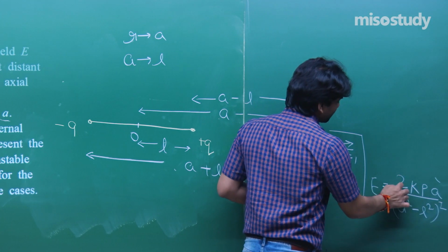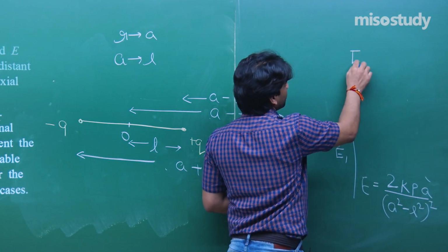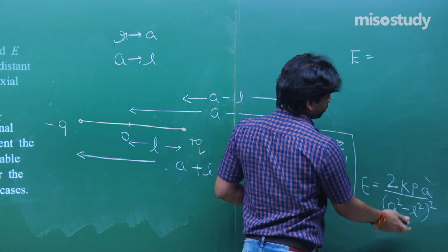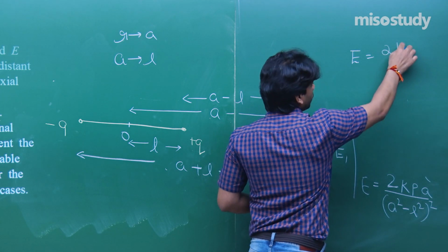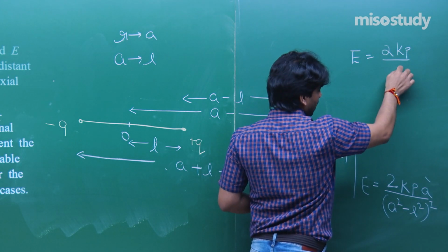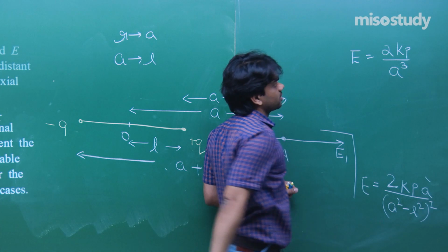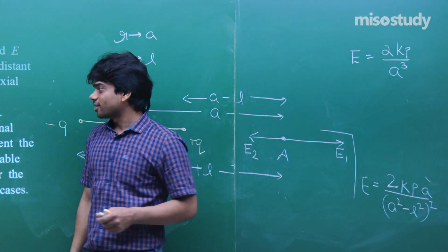Very simple thing. So the electric field will come out to be 2KP divided by A cube. You will be getting this. See, the conversion of the length is not too big.